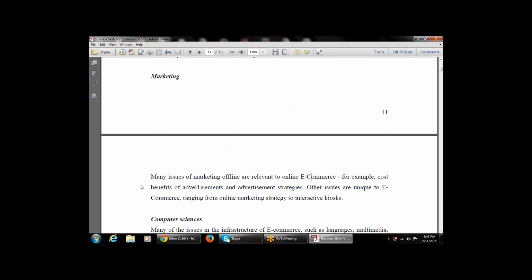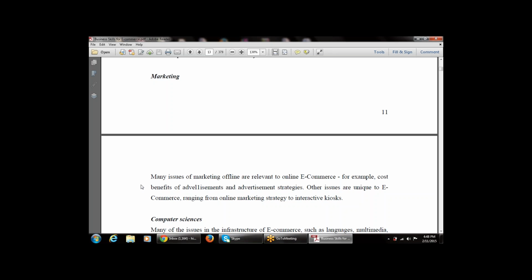In the same way, there is online e-commerce, for example the cost benefit of advertisement and advertisement categories. Many issues of offline marketing are relevant, and in the same way there is a market relevant to online e-commerce. For example, cost benefits of advertisements. Whenever we calculate the cost benefits, if the cost is high, then there is a loss. If the benefits are high, then there is a profit. As well as the advertisement criteria. What are the advertisement criteria that are available for e-commerce?